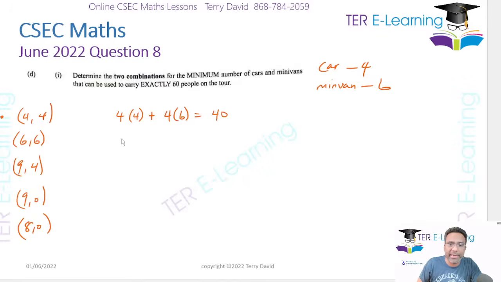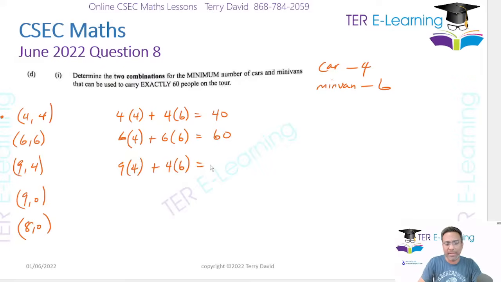For the next one, it is going to be 6 multiplied by 4 plus 6 multiplied by 6, so that's 24 plus 36. And you're going to get 60 people here. For this next one, it is going to be 9 multiplied by 4 people in a car plus 4 multiplied by 6. So that's 9 4s are 36 plus 24. And I'm going to get 60 again. So you realize I already have 2 combinations here that give me 60 people.